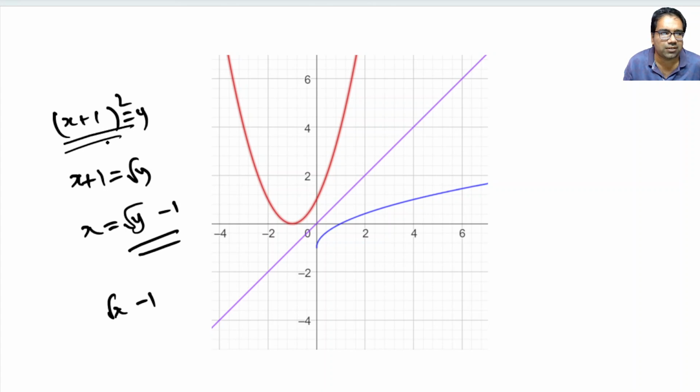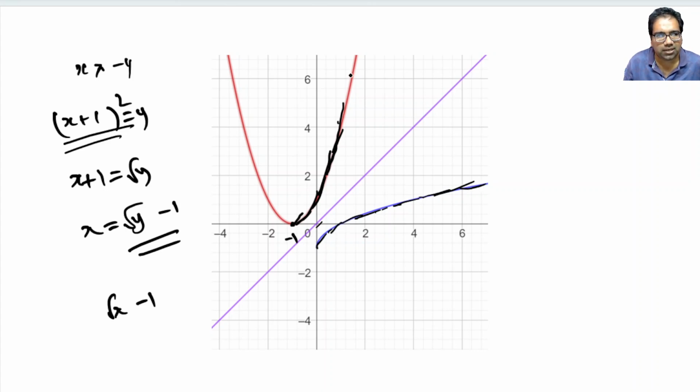So what is (x plus 1) whole square? What is that graph? The graph is like this, right? It's a perfect square and both roots are at minus 1. So this is minus 1, and x is greater than or equal to minus 1, so only the right part of the graph. Now the reflection of this with respect to y equal to x is this blue graph. This is actually the inverse of this function.